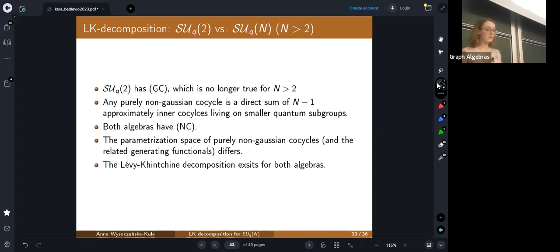In fact, for the higher dimension, we can show that there is a direct sum structure. So both algebras have the NC property, but the parametrization space is different between these two cases. In one case we may use all the representation space, and in the other case this space is smaller. But both bialgebras, Hopf algebras in fact, have the Lévy-Khintchine decomposition.